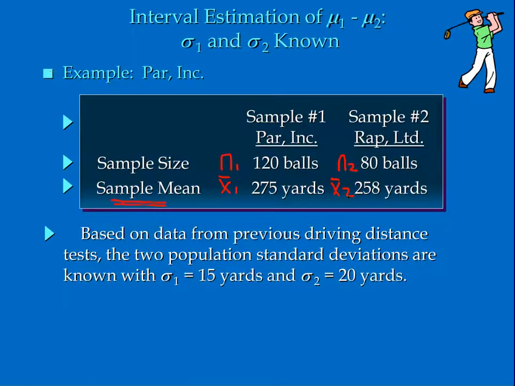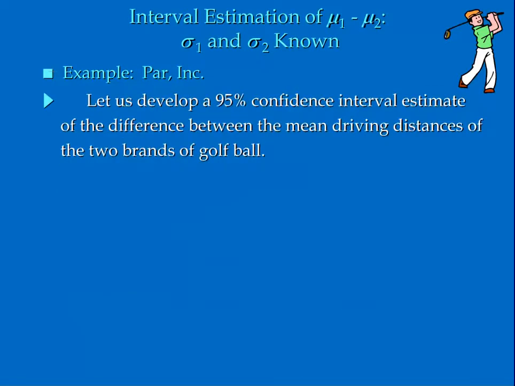Based on the data from previous driving distances, the population standard deviations are known. So we're going to use sigma, with sigma 1 being 15 yards and sigma 2 being 20 yards. Moving on from that, now we're going to piece it all together. Let us develop a 95% confidence interval for the difference between the means, the mean driving distances of the two brands. So, just a couple of remarks here.